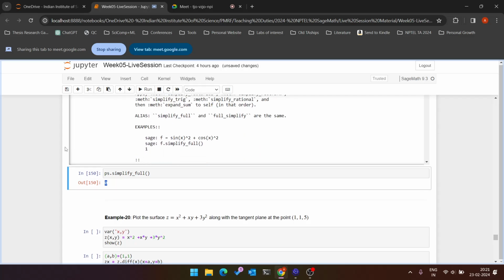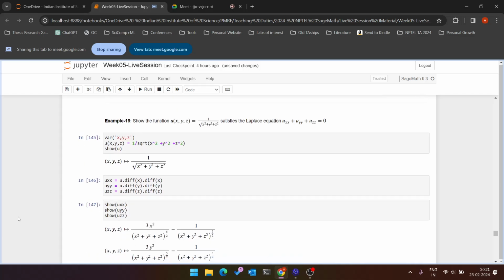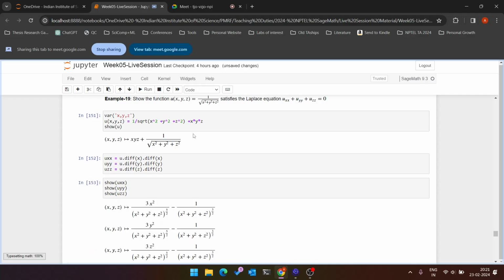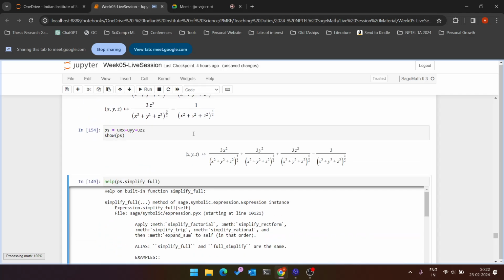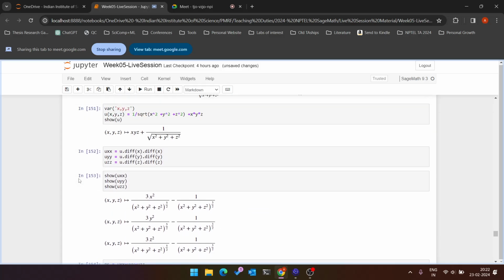You could add a constant to it and everything would still be fine. Or you could even add, say, some function of xy. Suppose I add xy, again my uxx, uyy, uzz will remain unchanged. So okay, this could also work as a potential solution.